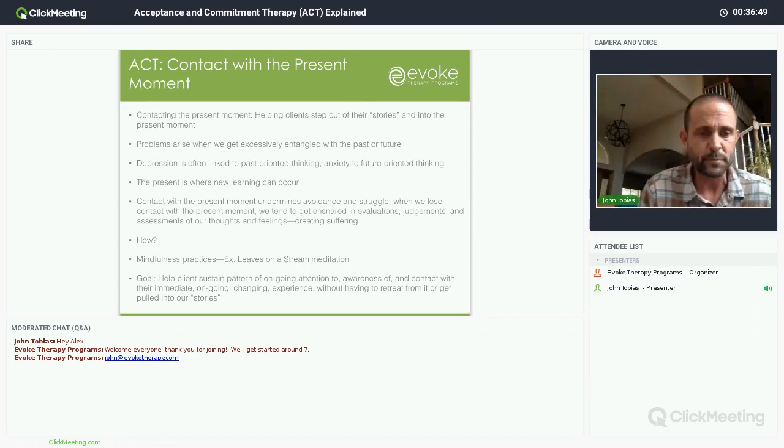So the goal here is to help clients sustain patterns of ongoing attention to, awareness of, and contact with their immediate ongoing changing experience without having to retreat from it or get pulled into their stories. So that's a mouthful, but coming back to the moment, recognizing when they're getting pulled off into their stories, their narratives.